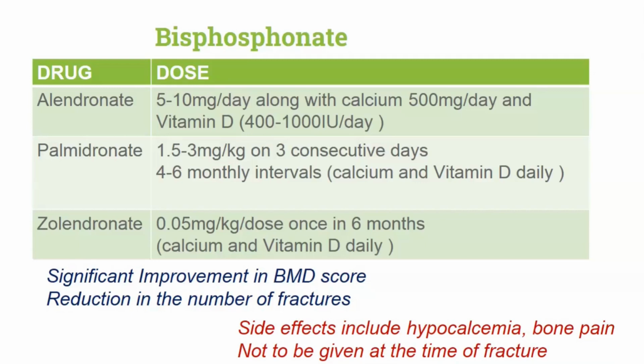Type 1 is definitely the treatment of choice, with significant improvement in BMD scores and reduction in the number of fractures. Side effects include hypocalcemia and bone pain. It is not to be given at the time of fracture.